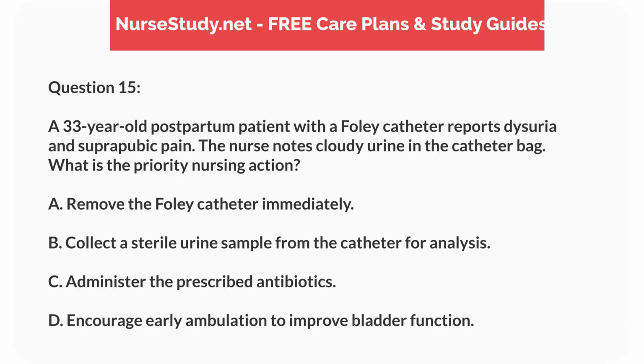Question 15. A 33-year-old postpartum patient with a Foley catheter reports dysuria and suprapubic pain. The nurse notes cloudy urine in the catheter bag. What is the priority nursing action? A. Remove the Foley catheter immediately. B. Collect a sterile urine sample from the catheter for analysis. C. Administer the prescribed antibiotics. D. Encourage early ambulation to improve bladder function.